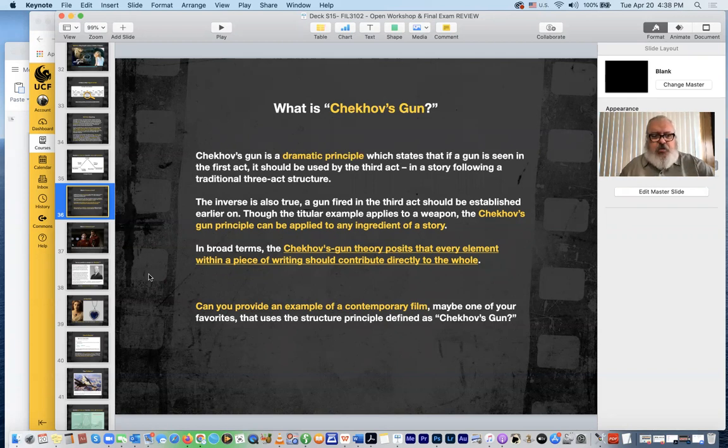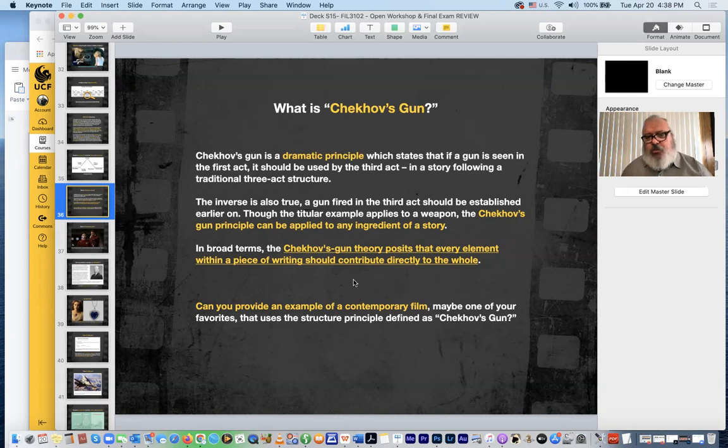Of the three, Chekhov's gun is one of the things that you want to try and employ in your story structure. It concerns any elements that you include in your story that are presented to the audience, and in Chekhov's case, it was a gun in one of his theater plays. Chekhov said, if you're going to show your audience a gun in Act 1, you better use it by Act 3.